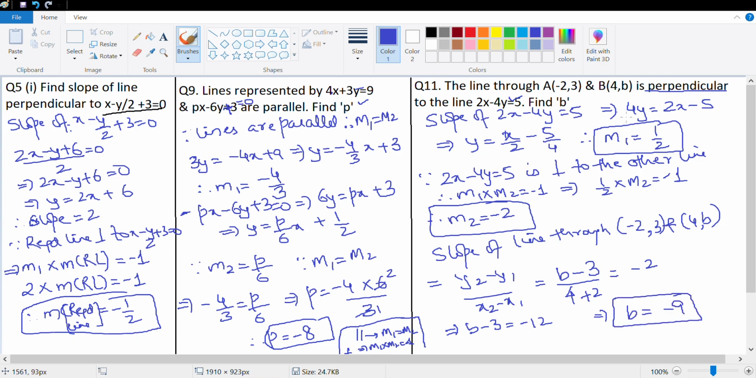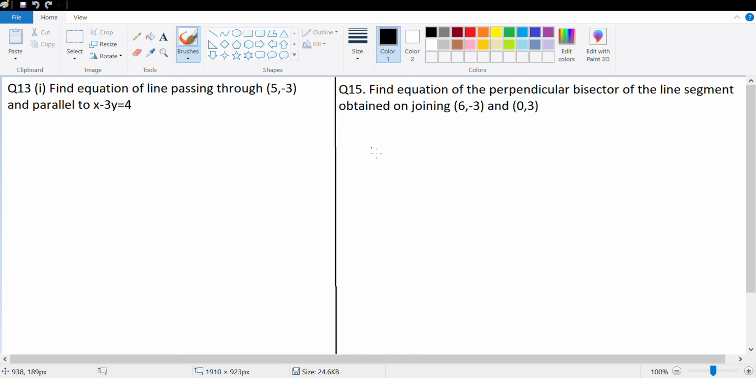Let's check. The line through two points is perpendicular to this line. So we first found the slope of this given line. The slope was half. Since these two lines are perpendicular, we use the formula m1 into m2 is equal to negative 1, and we figured out the slope m2. The slope m2 is also given by the formula y2 minus y1 upon x2 minus x1. We substituted values and we got the value of b as negative 9. So let's look at the next question. The next question that we do is question number 13.